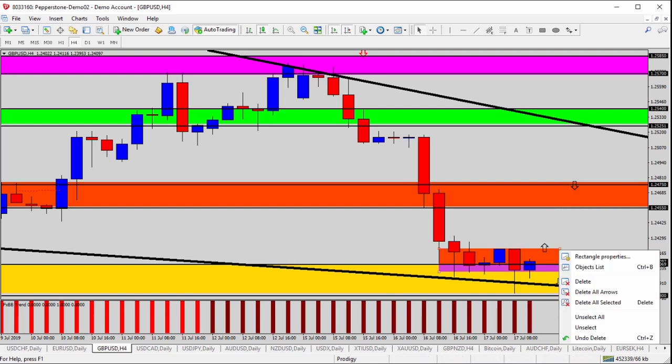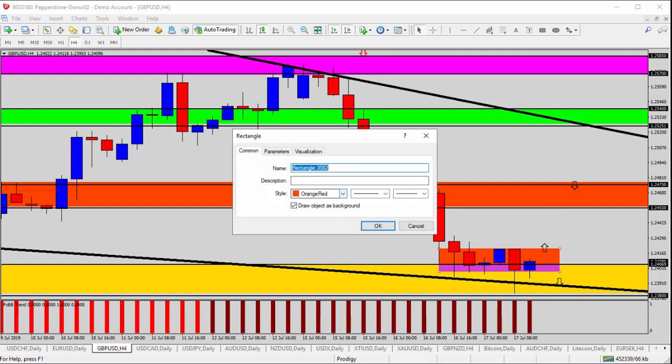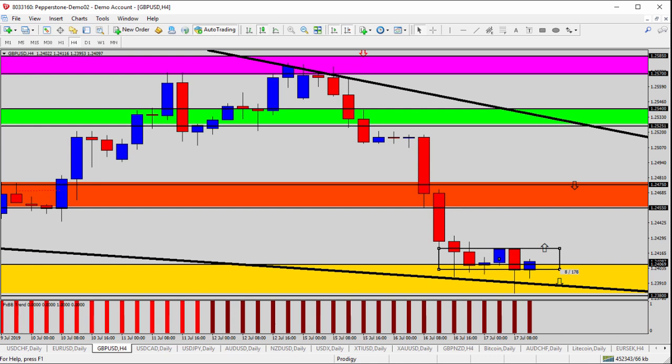Let's do this differently. Let's make it a little black box. There we go. So it's kind of in that zone, right? So underneath there, again, we would have confidence it's going to pressure lower. Above that, we'd have confidence it's going to pressure higher. The top of that little black box is 1.2420.